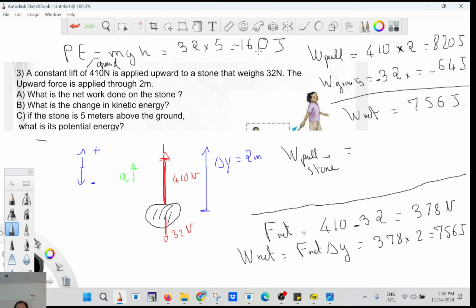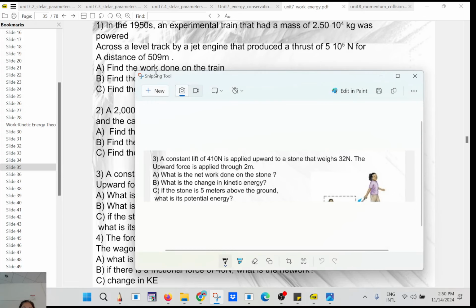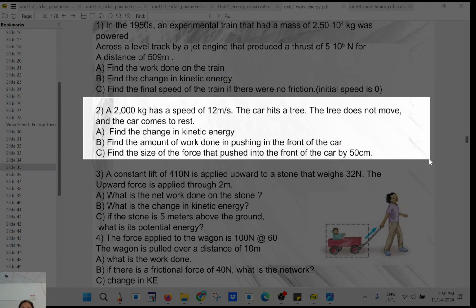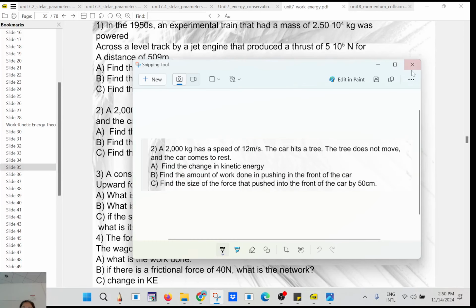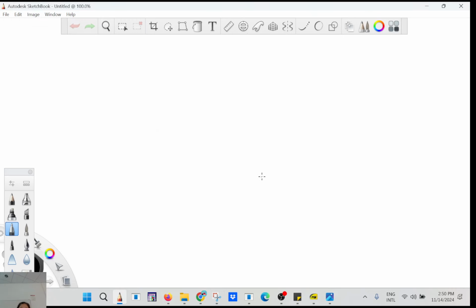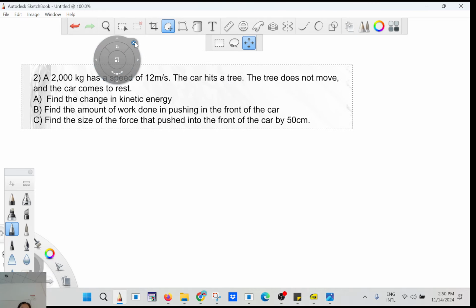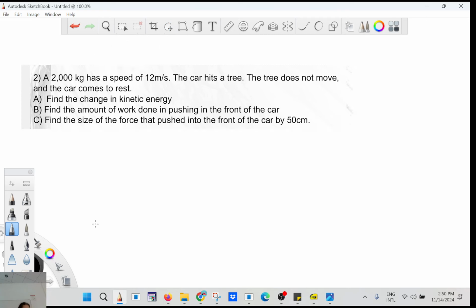Okay, so that's easy. And then the tree. Okay, let's do the tree. But first of all, you have to draw the situation. Okay, so you want to draw the situation.